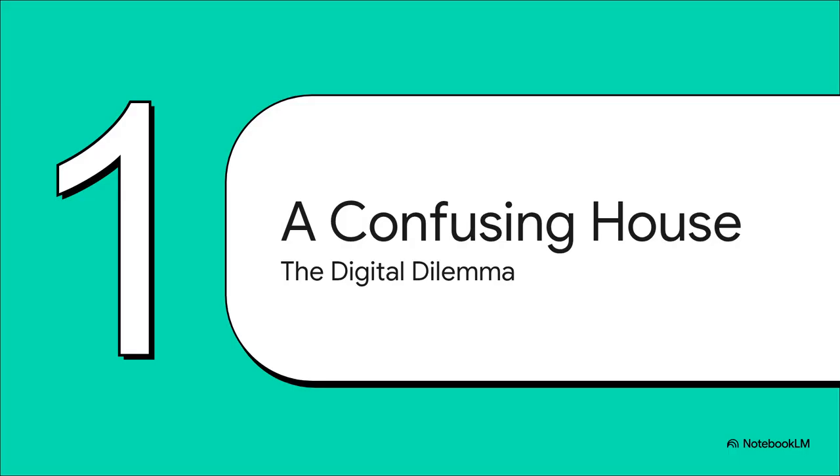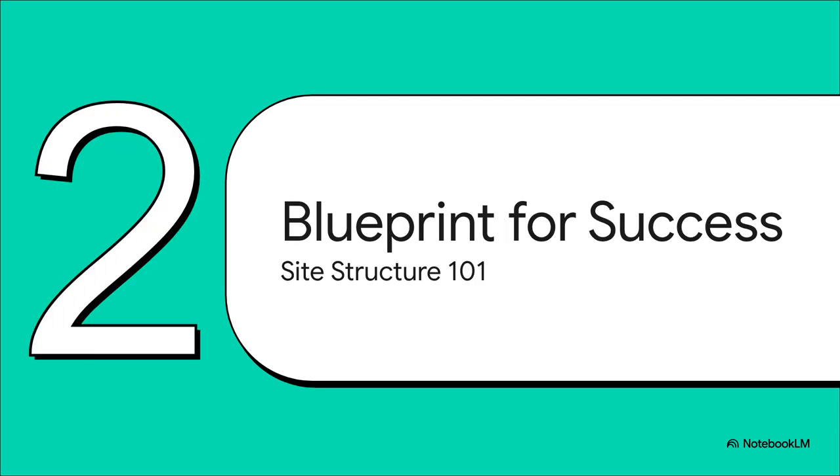And look, this kind of digital confusion, it's not just a small annoyance. It's a huge problem. It drives people away, and it leaves search engines completely clueless. So if your website is a confusing house, how in the world do you fix this architectural nightmare? How do you turn it into a place people actually want to be? Well, the answer, as with any good building project, starts with a plan. And that plan is a solid blueprint. I mean, you would never build a house without one, would you?